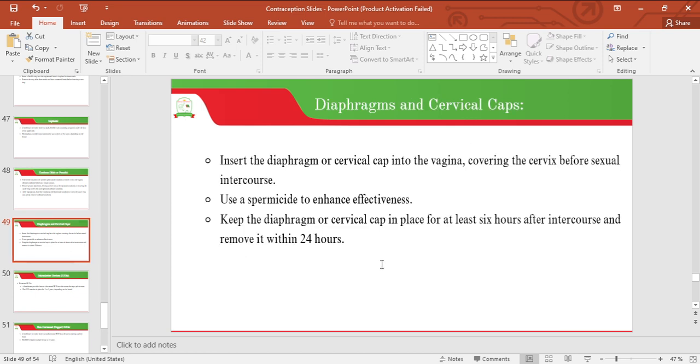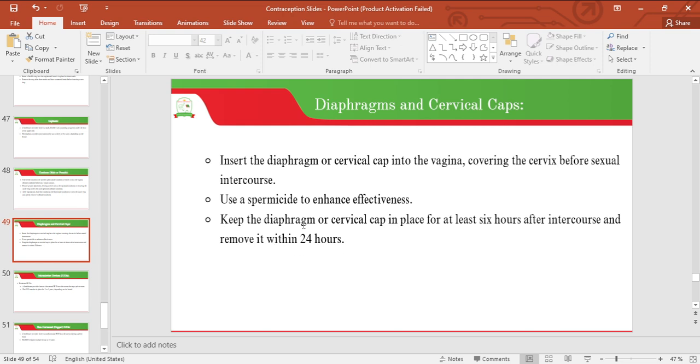Diaphragms and cervical cups. The diaphragm or the cervical cup is inserted into the vagina, and it should cover the cervix before sexual intercourse. A spermicide can be used also to enhance effectiveness. That is, in case the cervical cup was not applied properly, then the spermicide may kill off the sperms that would have escaped because the diaphragm or the cup was not inserted very well.